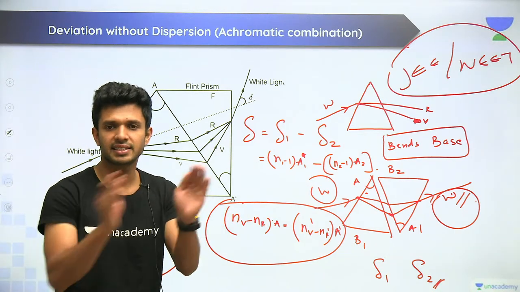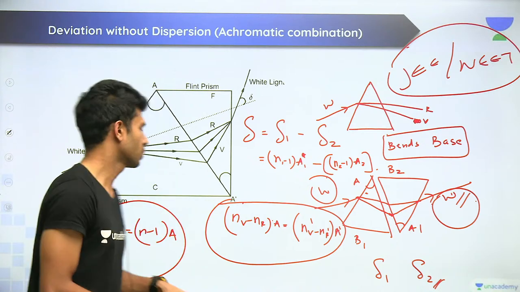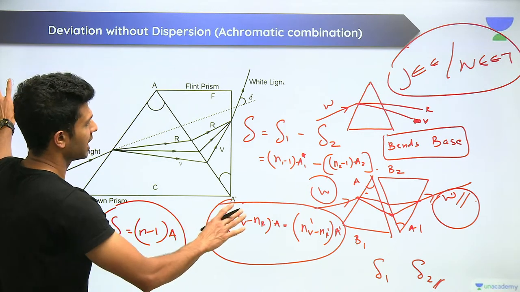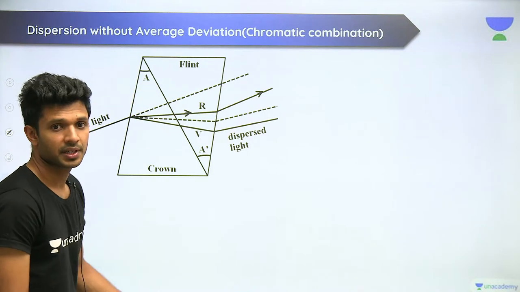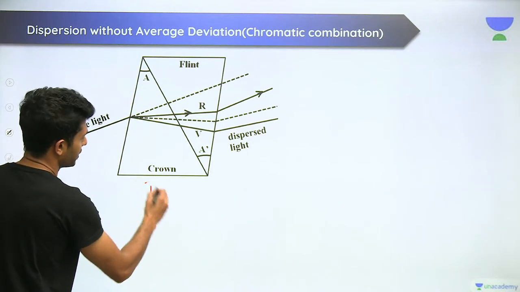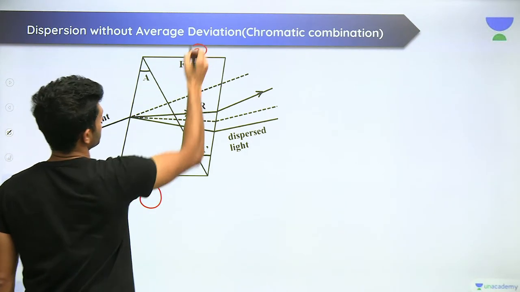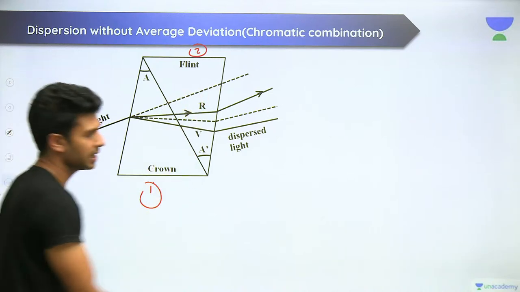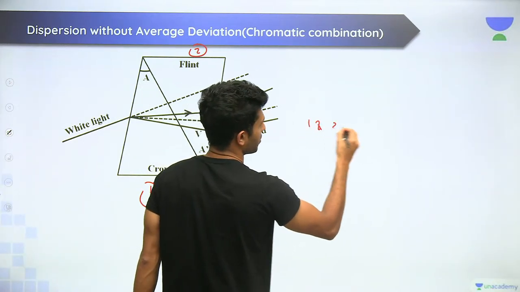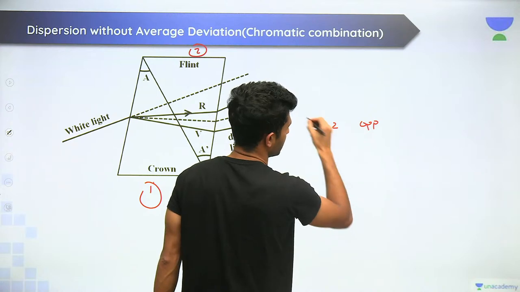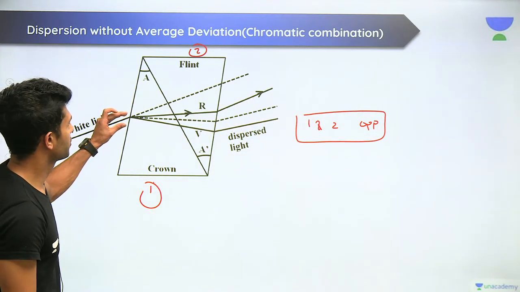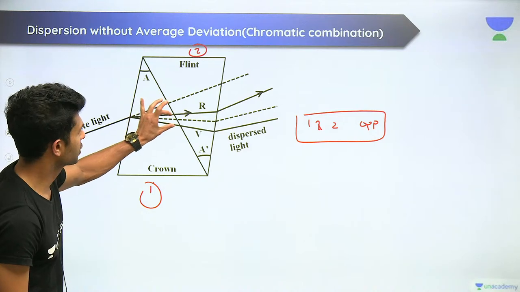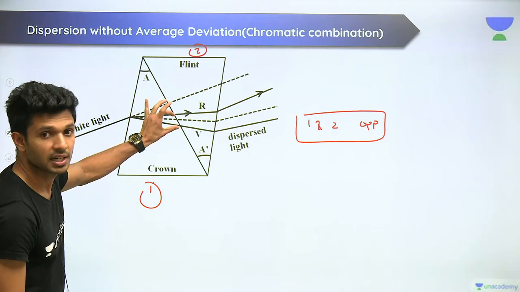Next, the next kind of combination of the prism. Okay. I hope you all have written this. The second combination, right? So you have the first prism and the second prism kept the opposite way. 1 and 2 are kept in the opposite direction. So, a white light, if it passes through the first prism, what happens? It'll be undergoing the dispersion like this, right?